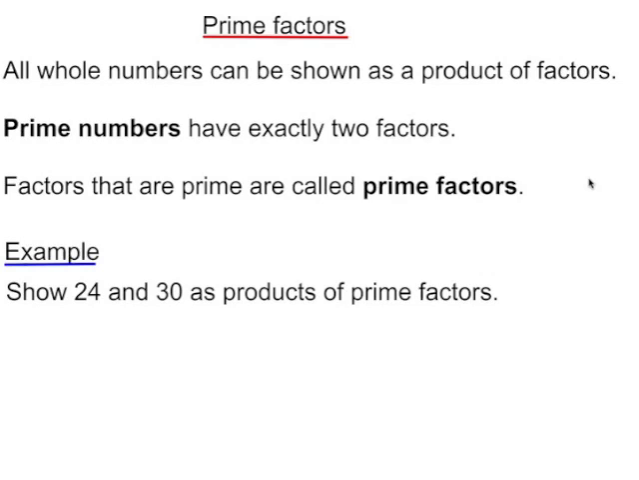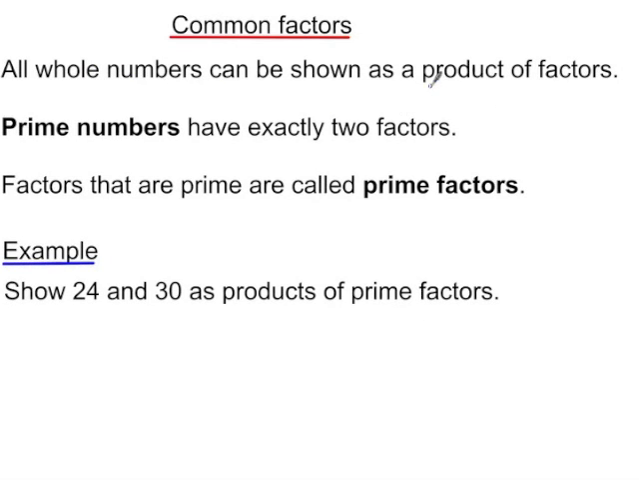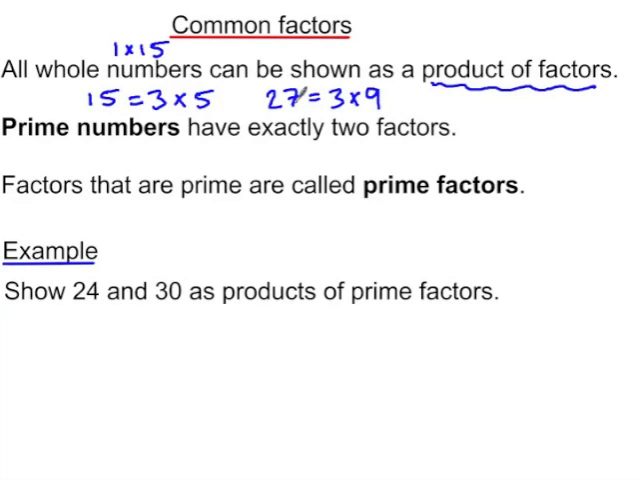This lesson is about finding the prime factors of a number and expressing that number as a product of its prime factors. All whole numbers can be shown as a product of factors. For example, 15 is 3 times 5, 27 is 3 times 9. Some numbers can be shown as products of factors in more than one way. So 15 is also 1 times 15, and 27 is also 1 times 27.